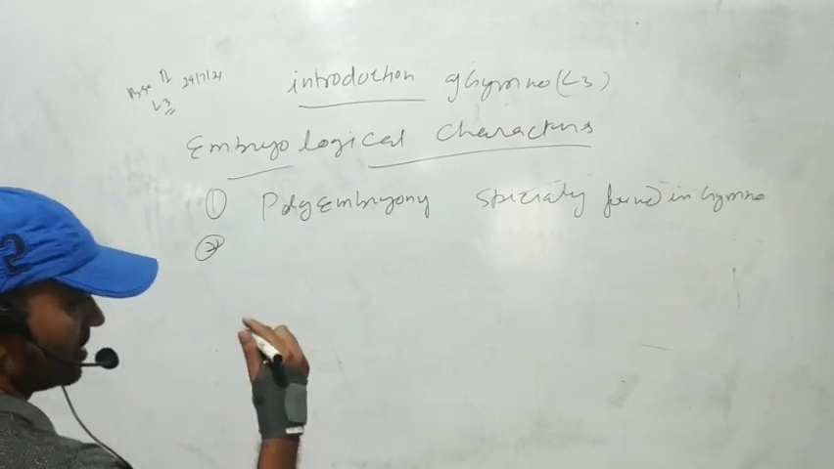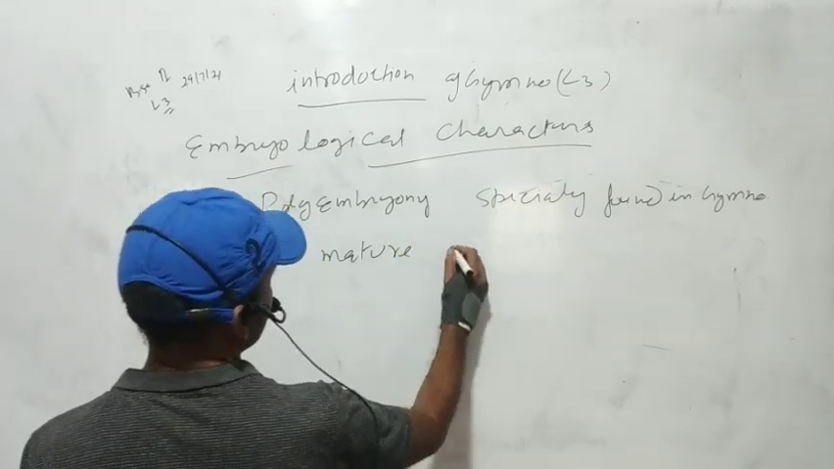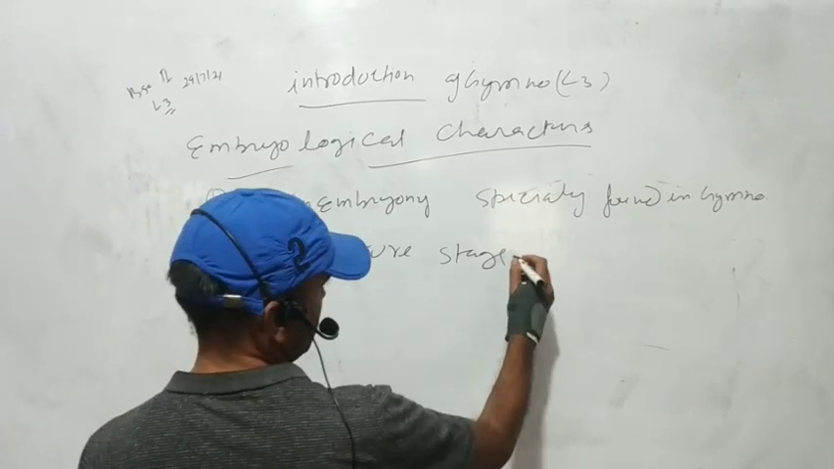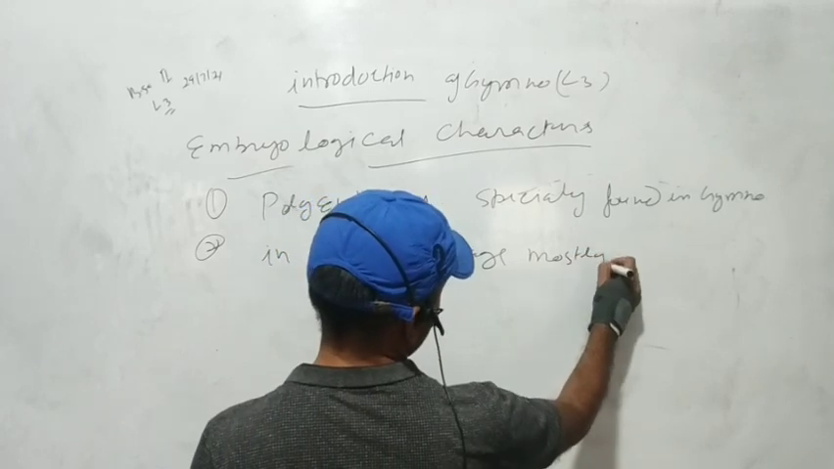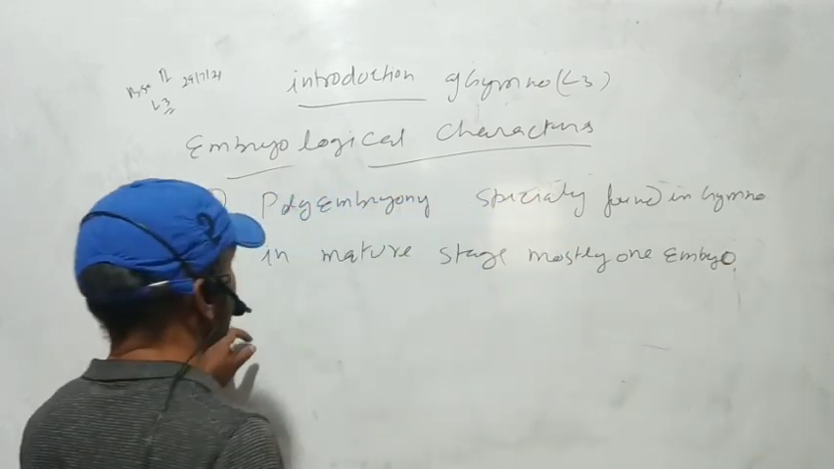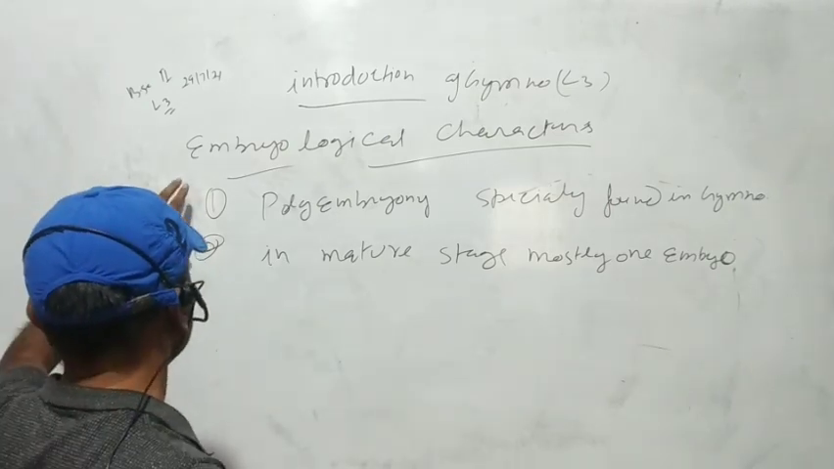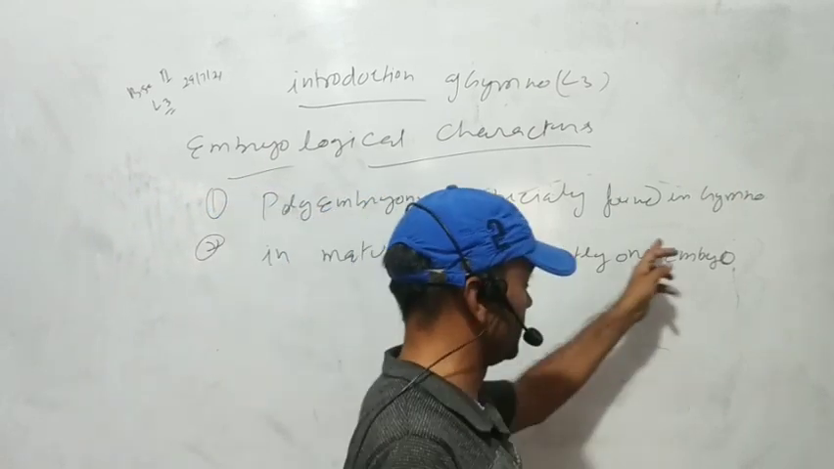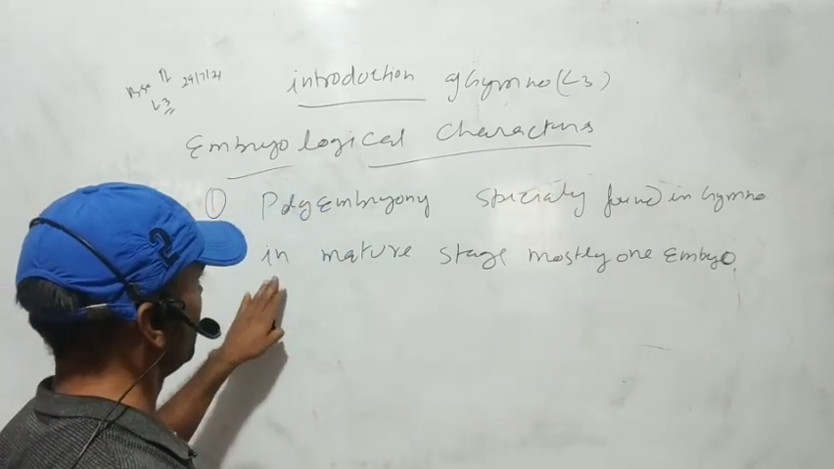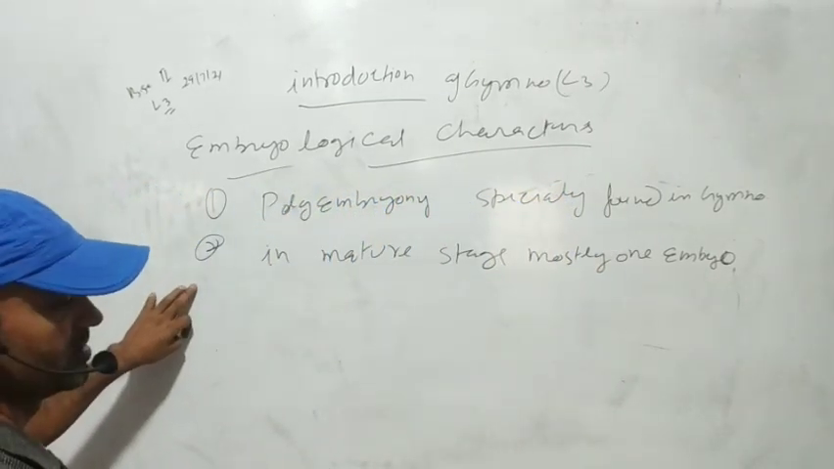The next point is about the mature stage. In the mature stage, mostly one embryo is found. So this cannot be ignored along with the phenomenon of polyembryony, but also say this point: at the mature stage, mostly one embryo is found in gymnosperm. It is the general character.